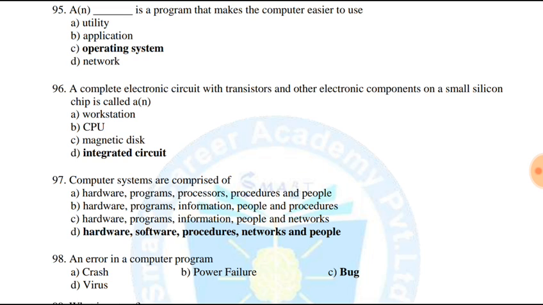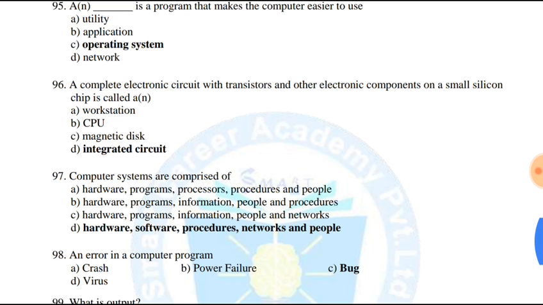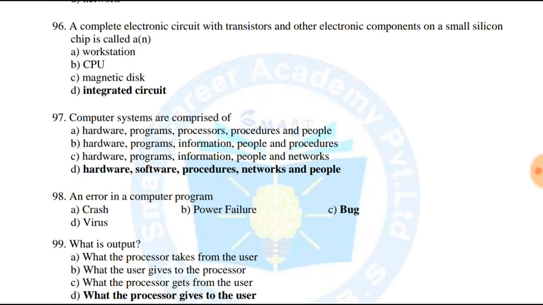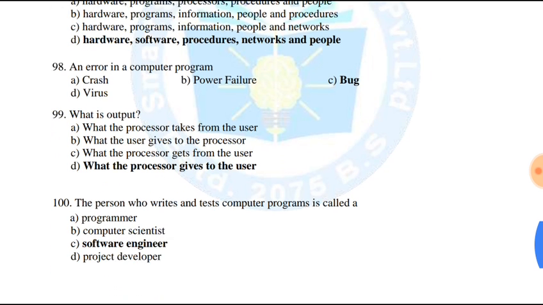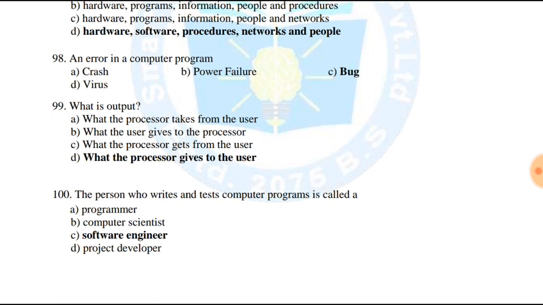Computer systems are comprised of hardware, software, procedures, networks, and people. An error in a computer program is called a bug. What is an output? Output is what the processor gives to the user. And today's last question is the person who writes and tests computer programs is called a software engineer.